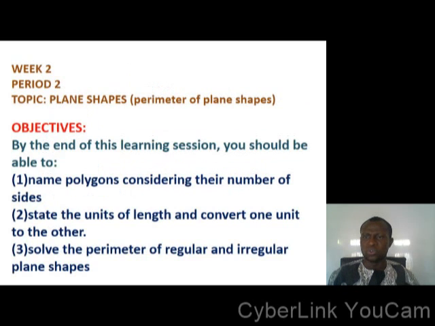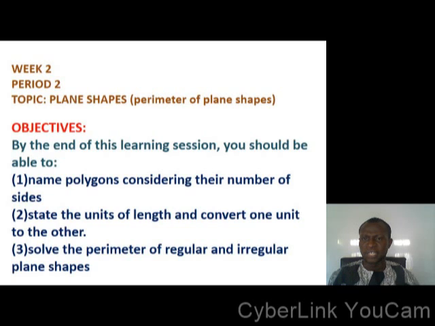Now we are to continue with our week 2, the concluding part of it, that is period 2, which is still on plane shapes, and the subtopic is perimeter of plane shapes. Then here are the objectives of the lesson. These are some of the things you are expected to comprehend by the end of this learning session.